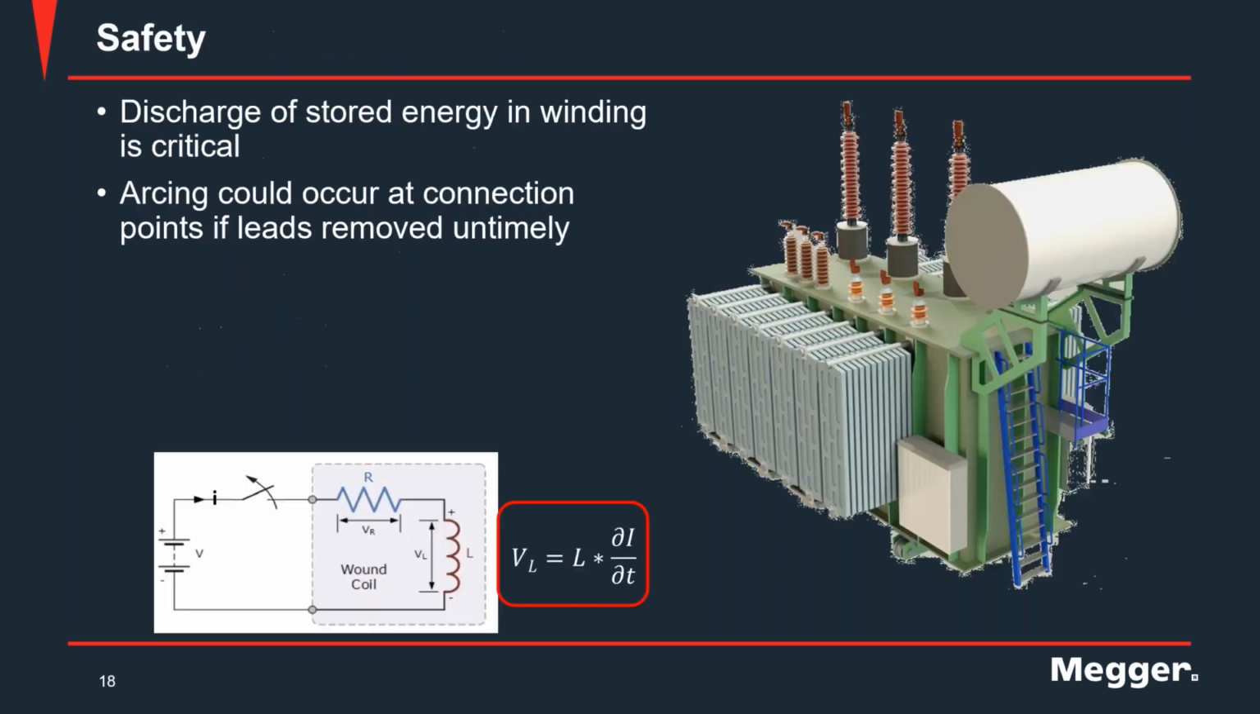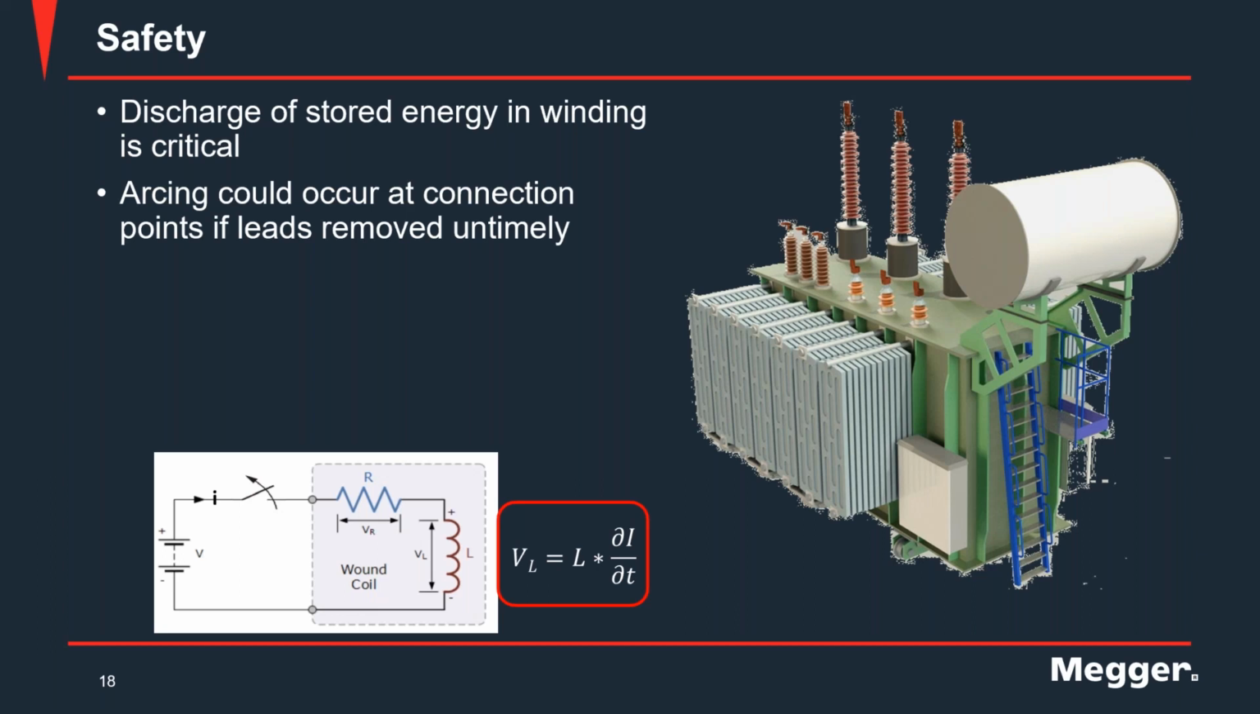From there, I want to have an important discussion on safety. We looked at the process of measuring winding resistance. We looked at all the conditions and factors that are important to making sure that a good and accurate resistance measurement is made. But it becomes equally important to make sure that whatever energy was stored in the transformer winding in that process is discharged correctly. So that's what I'm going to discuss now.